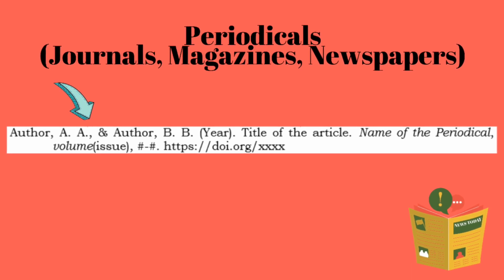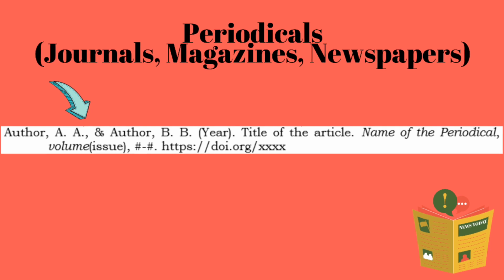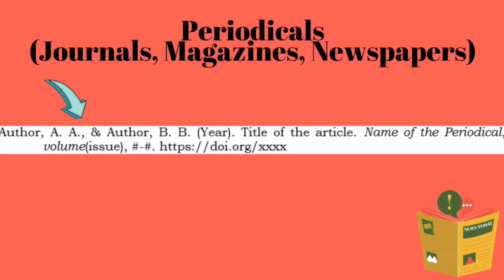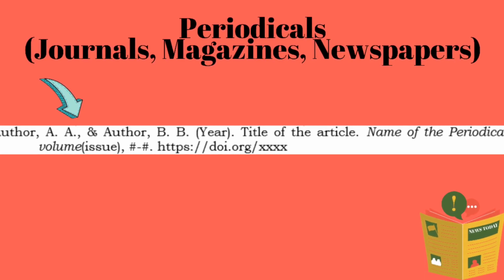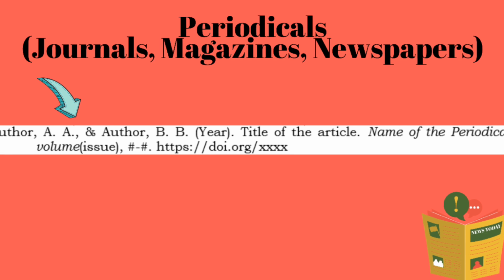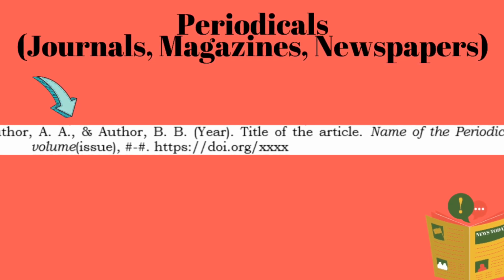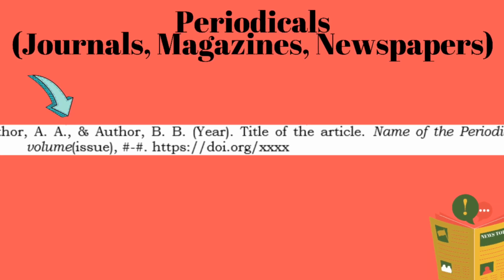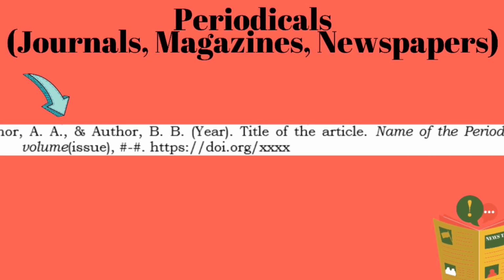How do we do it for periodicals like journals, magazines, and newspapers? Just the same, invert the names of the authors. Last name comes first, followed by a comma, then the initials. There should be periods after initials. Initials are separated by a space. Follow the order of names as presented in the book. If there are 2 or more authors, the last author is usually separated by an ampersand.